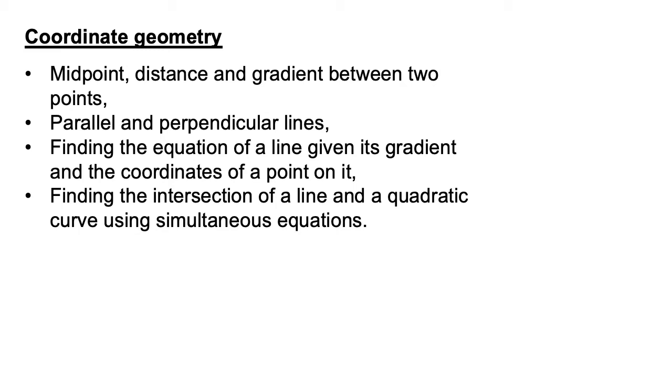The third part is finding the equation of a line given its gradient and a point on the line. This is actually an equation that you haven't seen before, which you will be working with in your A-level course, as well as finding the intersection of a line and a quadratic curve using simultaneous equations. The latter 2 parts, if you have done any additional mathematics in school for the level 2 qualification, you will have come across these.